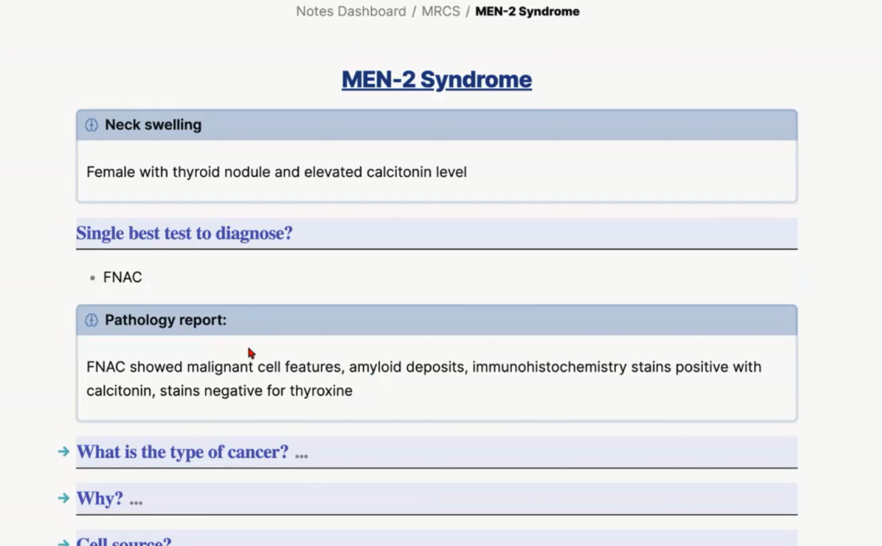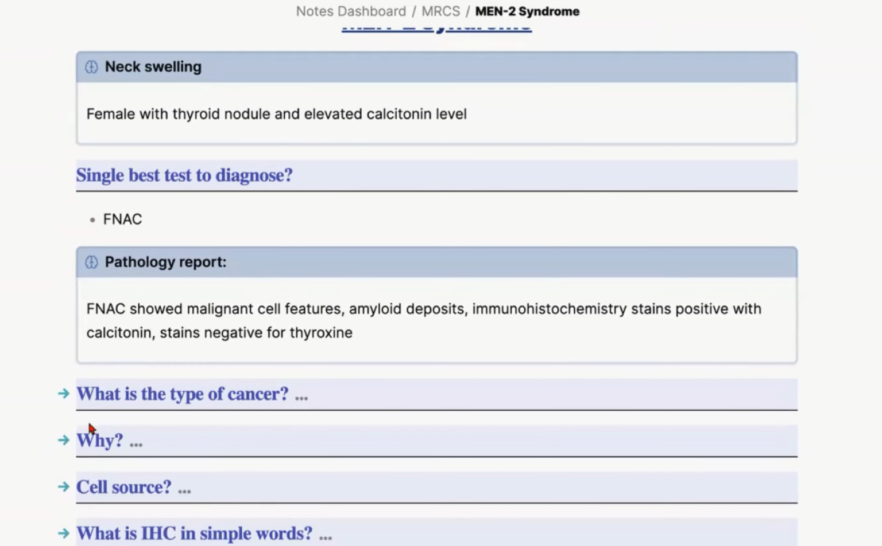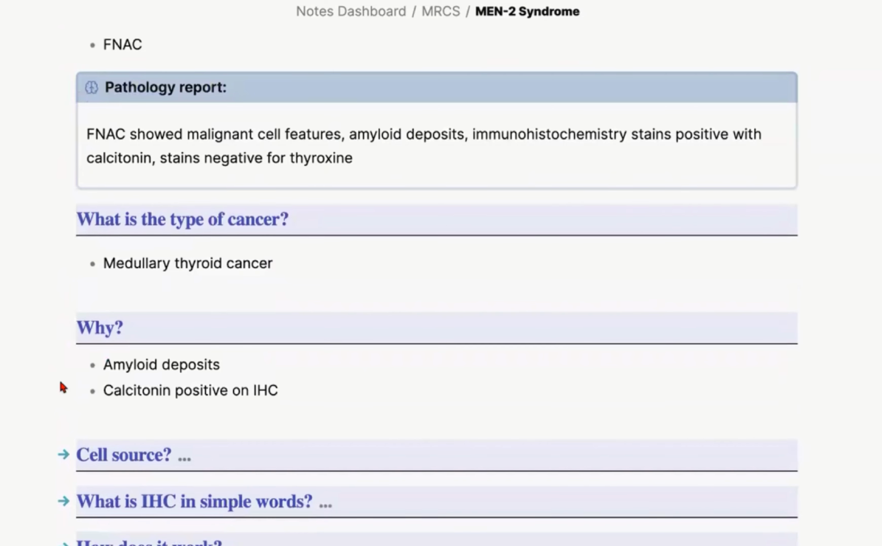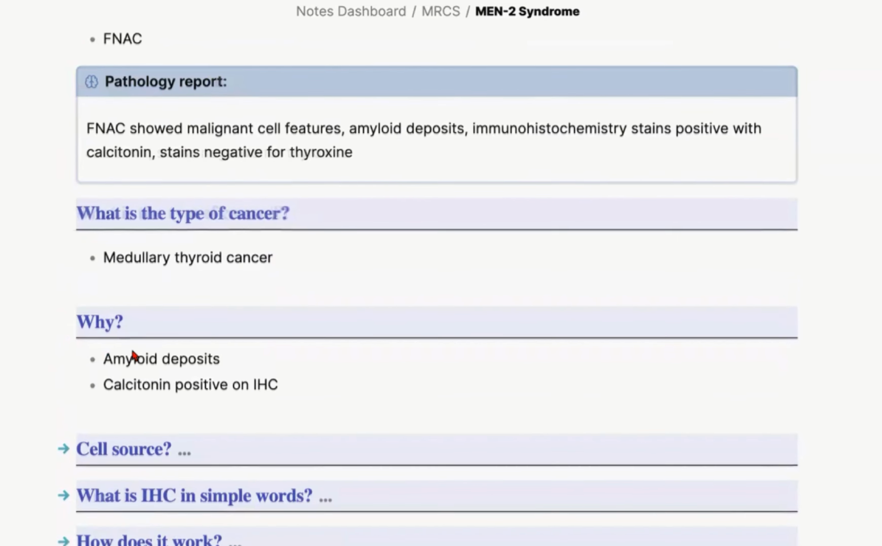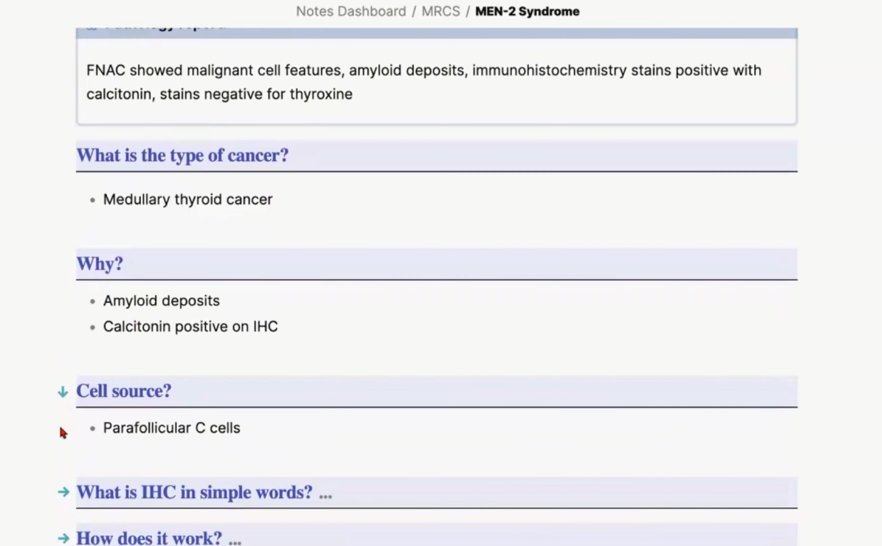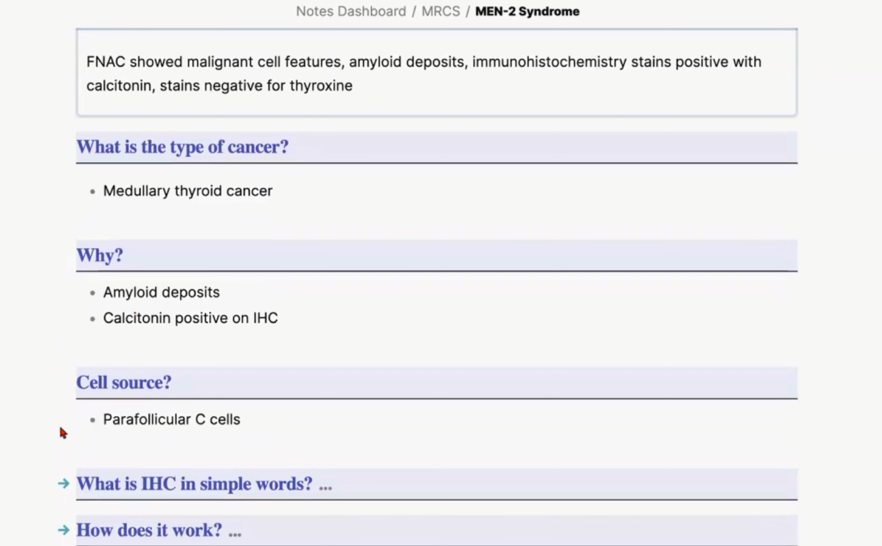What is the type of cancer that you think of? Medullary cell carcinoma of the thyroid. And why is that? Because of the amyloid deposits and calcitonin. That's right. And what is the cell source or the cell of origin for this type of cancer? So it's parafollicular C cells. Well done. What is immunohistochemistry in very simple words?